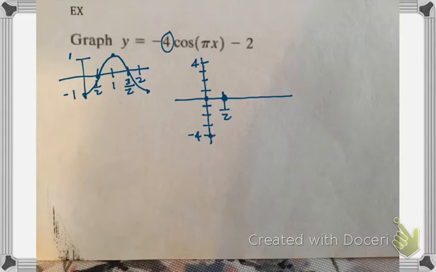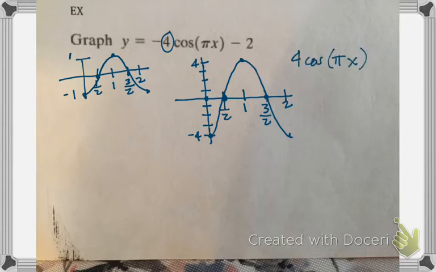And at 1, the value was positive 1. So positive 1 times 4 gives me a positive 4. And at 3/2, the value was 0. So 0 times 4 is 0. And then finally at 2, the value was negative 1. Negative 1 times 4 gives me negative 4. So this is what the graph looks like. This now shows 4 cosine pi x. Okay, and the negative we took care of already. All right, so I have one more step.